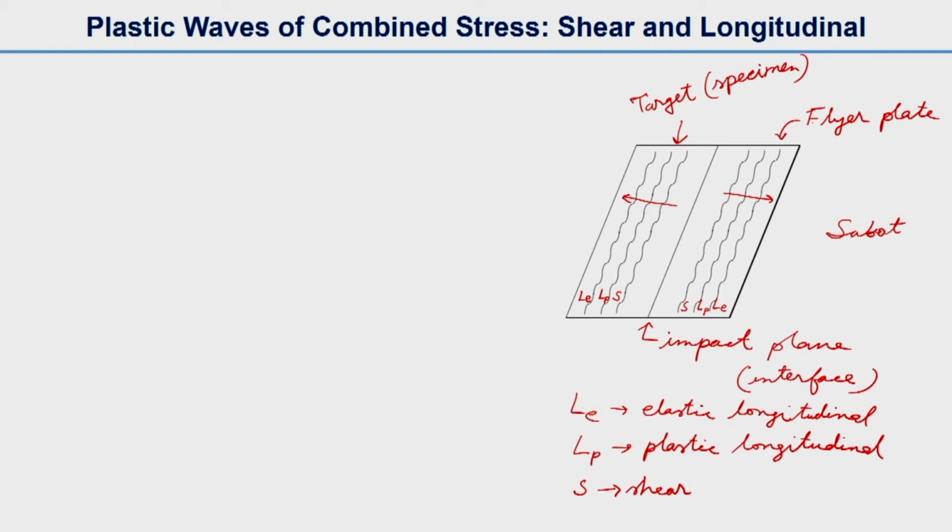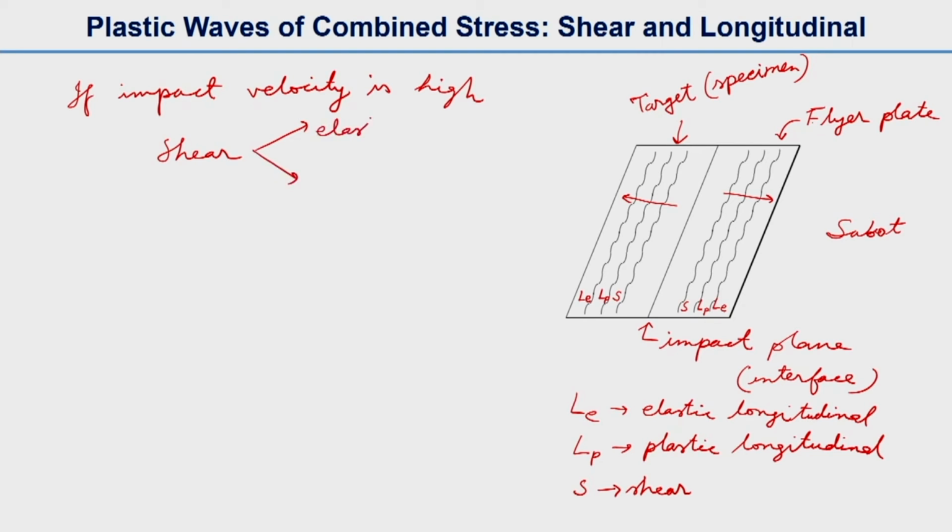So if the impact velocity is very high, then the shear wave can be decomposed into elastic and plastic. Basically, high impact velocity means that if the stress amplitude exceeds the shear strength of the material, then the plastic shear wave can also be generated.